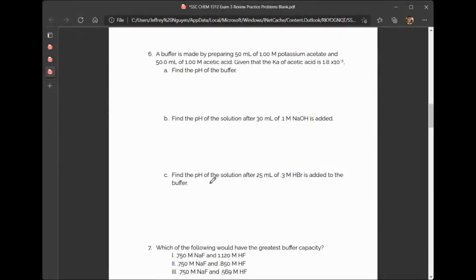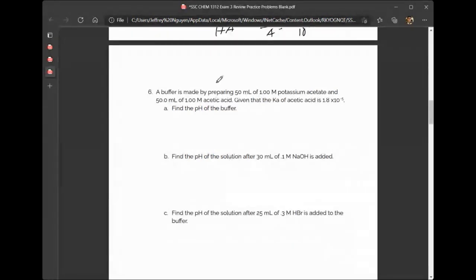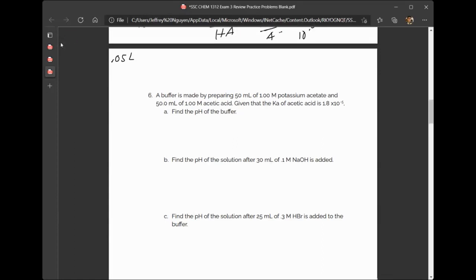So a buffer is made by preparing 50 mL of that quantity and then that quantity. Given the Ka of the acetic acid is that value, find the pH of the buffer. Anytime you're given a buffer problem, always convert everything to moles. So we have 0.05 liters of potassium acetate, KC2H3O2. How do we get the 0.05? Well, we do 50 divided by 1,000 to turn to liters, times 1.0.